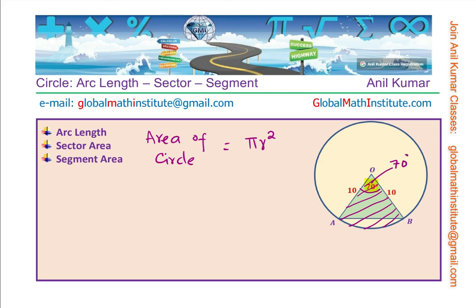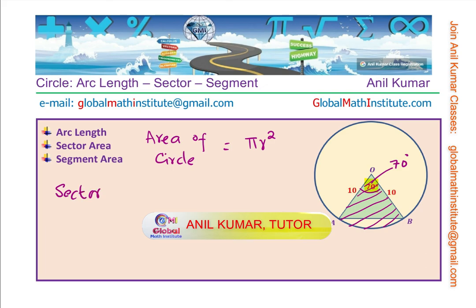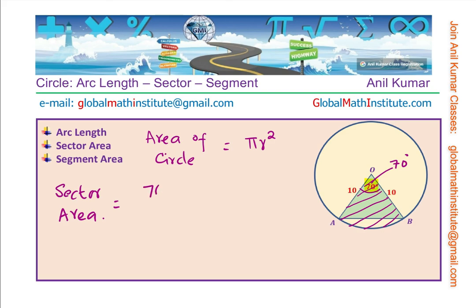From the symmetry, we can see it is 70 out of 360 of the whole area, right? So from the ratio concept, we can figure this out. So sector area is how much? Well, sector area in this case will be 70 degrees divided by 360 degrees, which is the total angle of the circle, times pi r square. So that becomes the general way of finding sector area when the angle is given to us in degrees, right?